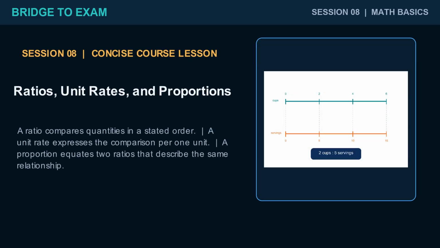Welcome to Session 8, Ratios, Unit Rates, and Proportions. Ratios compare quantities multiplicatively. Rates compare quantities with different units, and unit rates describe the amount for one unit. Proportions are equations stating that two ratios are equal, but they should preserve the meaning and order of the quantities.